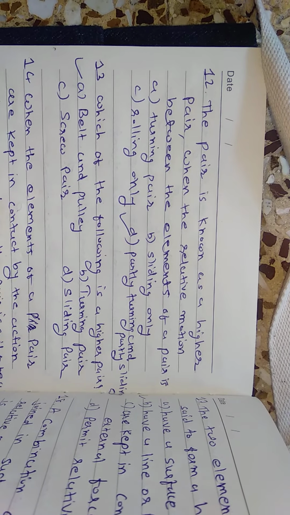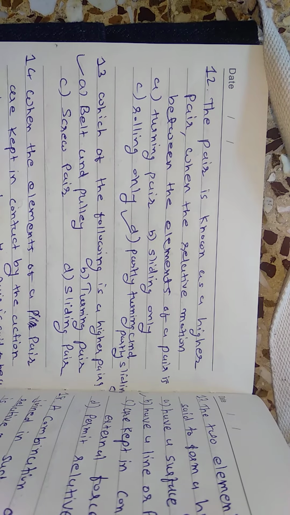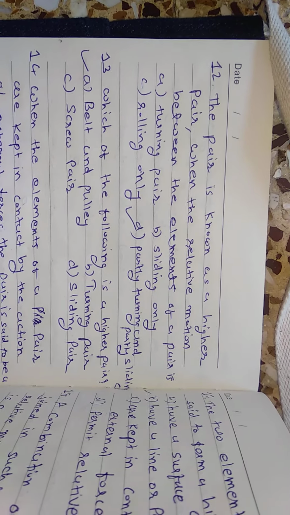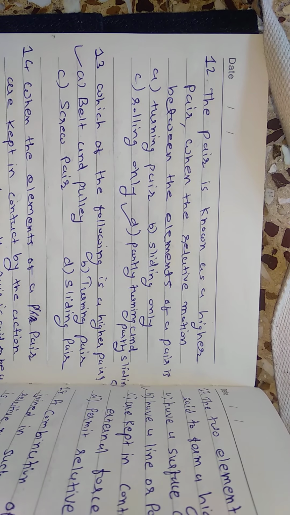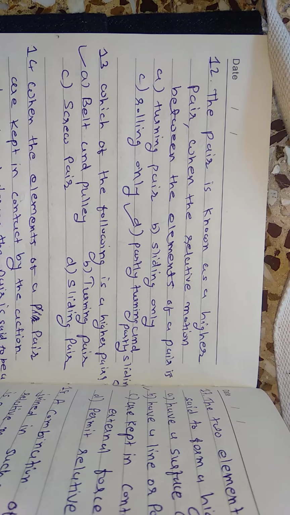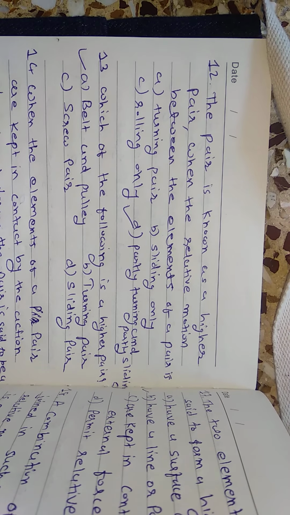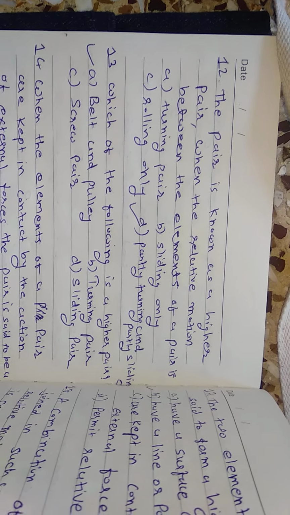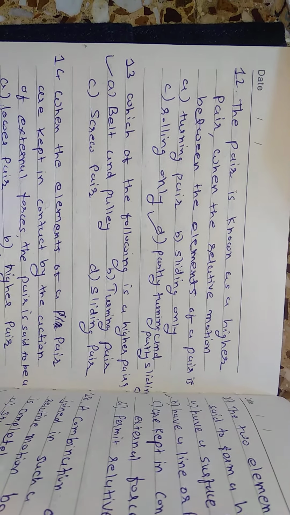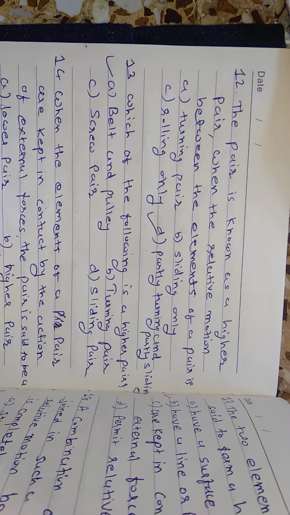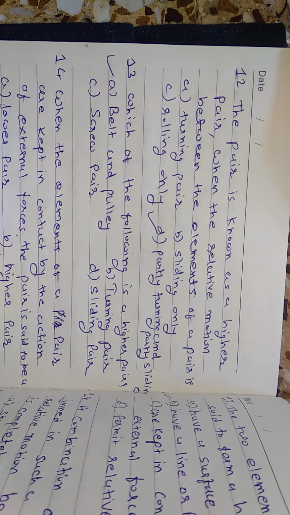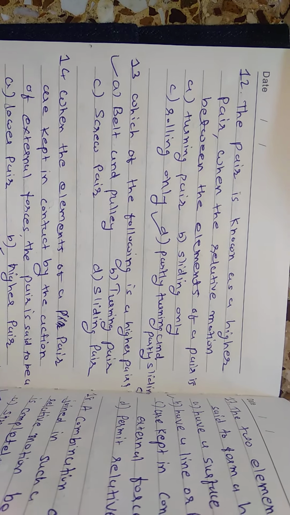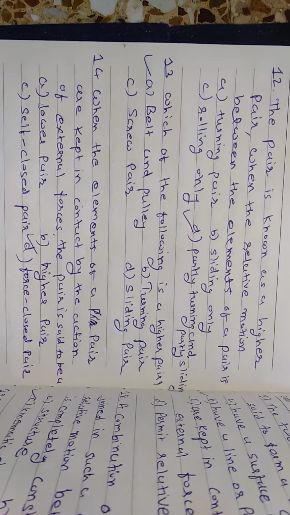The pair is known as a higher pair when the relative motion between the elements of the pair is partially turning or partially sliding motion, like the example of gear tooth engagement. Okay, it is a higher pair. So whenever partially turning and partially sliding motion both take place, it is called a higher pair. So which of the following is a higher pair? Obviously whenever there is point or line contact, it is called a higher pair. So here the example is belt and pulley. Okay, it has line contact, so it is called a higher pair.